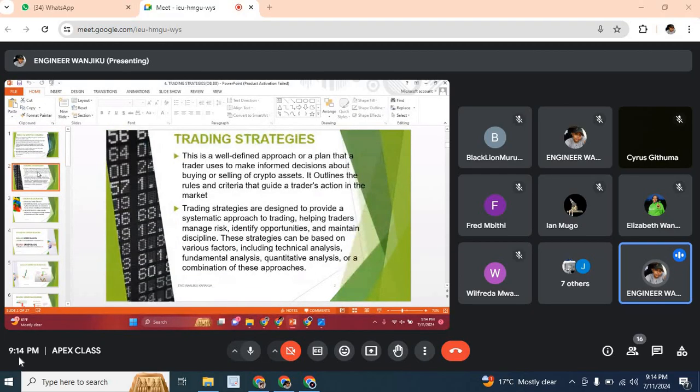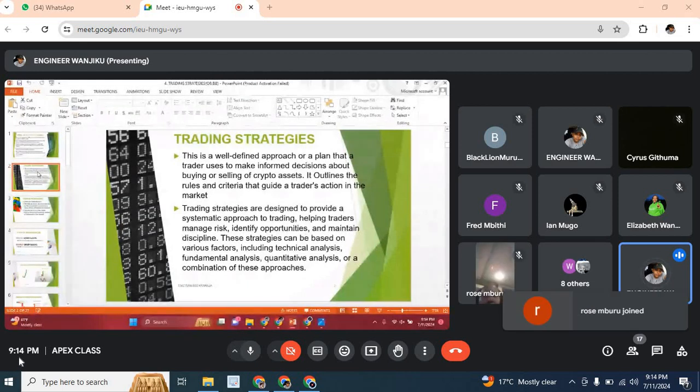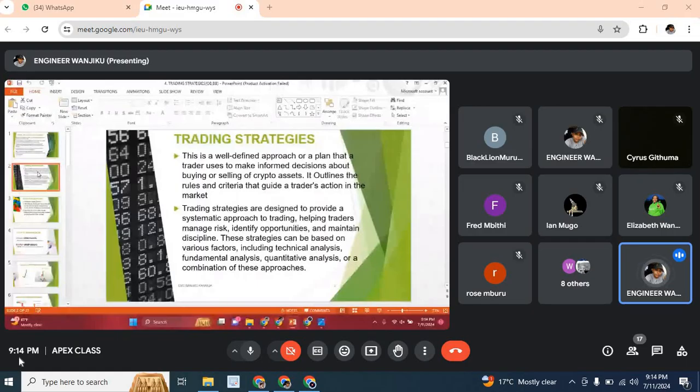So moving on to this other part: trading strategies. What are trading strategies? This is a well-defined approach or a plan that a trader uses to make informed decisions about the market, and it informs them on whether to buy or sell a crypto asset. You'll see people on TikTok saying they have their own trading strategies. When they say they have a trading strategy, it means it is a well-defined approach.